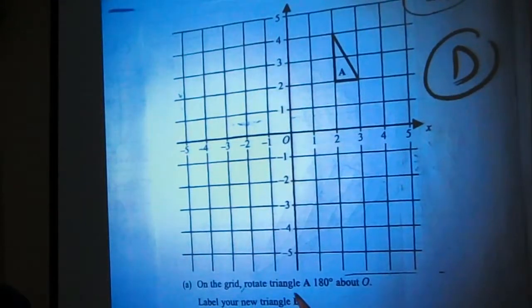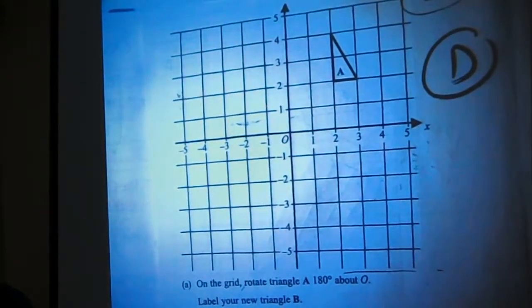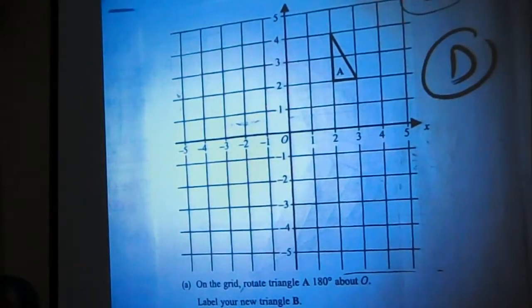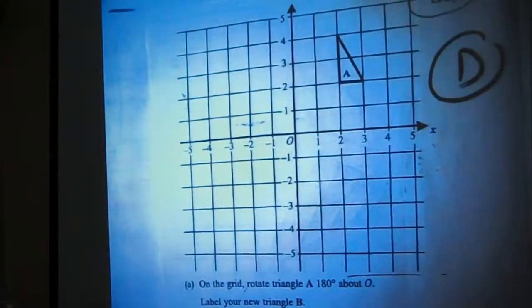On the grid, rotate triangle A. We're not doing that for the moment. Right now, we're going to do part B, because on the grid, enlarge triangle A by a scale factor half. This is a good question. Scale factor half, center O, label triangle C.